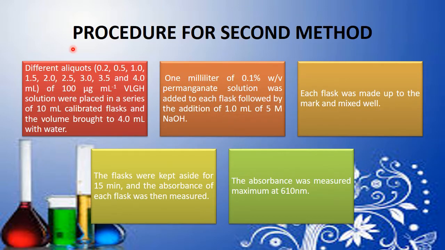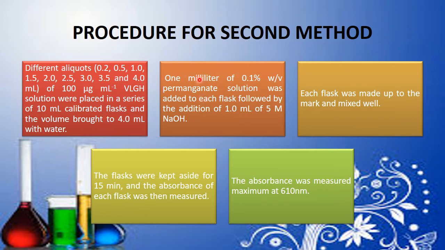The procedure for this method is also a simple one. Different aliquots, that is 0.2, 0.5 and 1 ml respectively, of the 100 microgram per milliliter of VLGH solution were placed in a series of 10 ml calibrated flasks, and the volume was brought to about 4 ml with water.